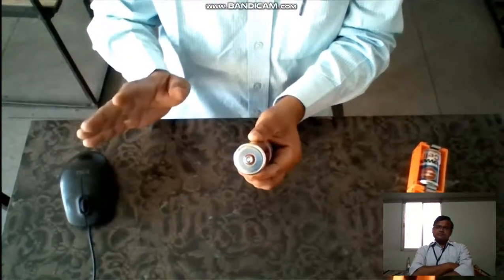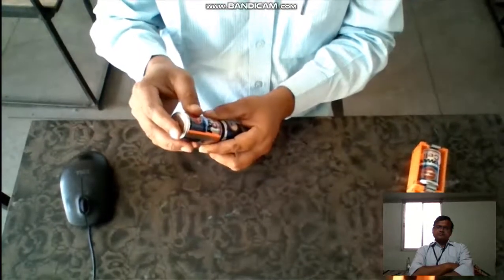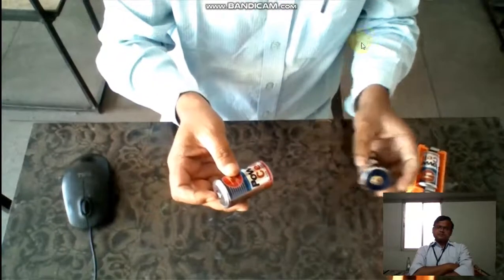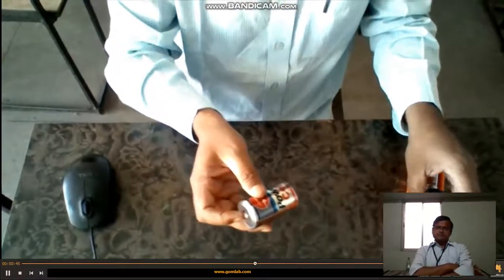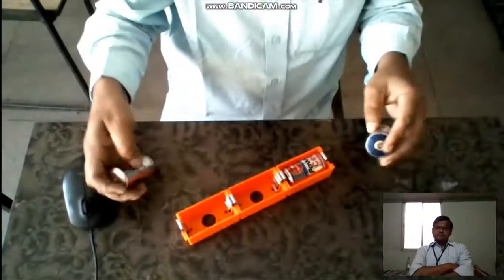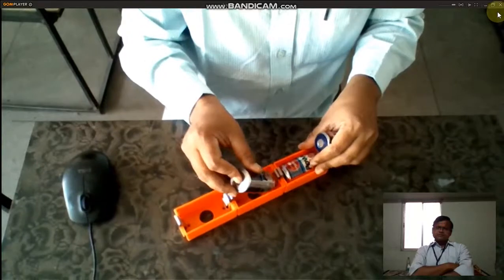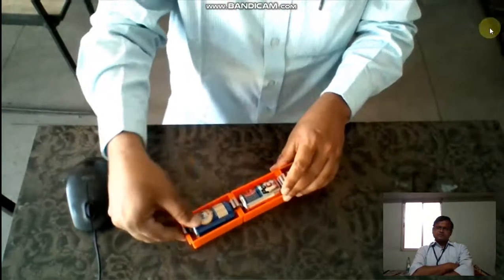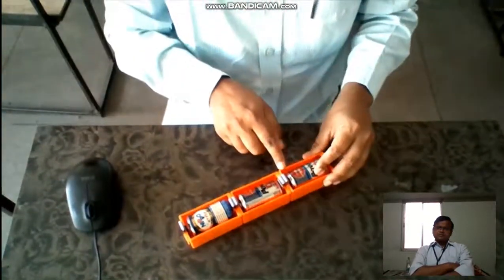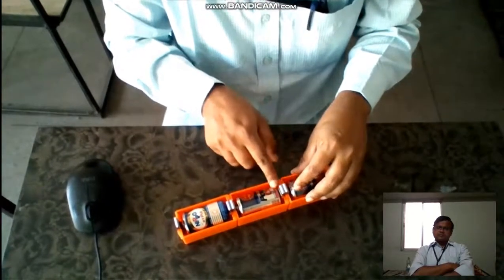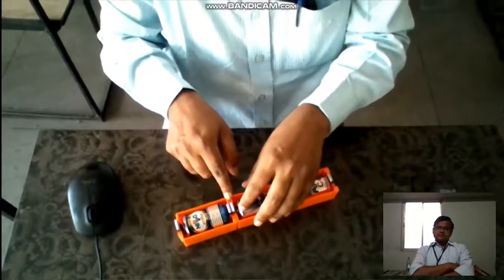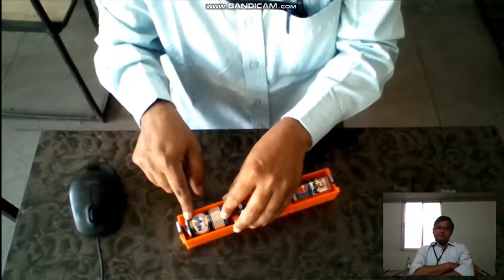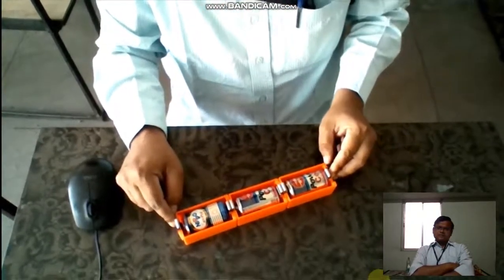By taking a cell holder, we can take three cells, they are connected in series to form a battery of 1.5 into 3, that means 4.5 volt, like this. One is already connected like this, then this is connected. It means that the positive of the first one is connected to the negative of the second. Again, the other end, the positive end, is connected to the negative of the third cell, and this constitutes a battery.